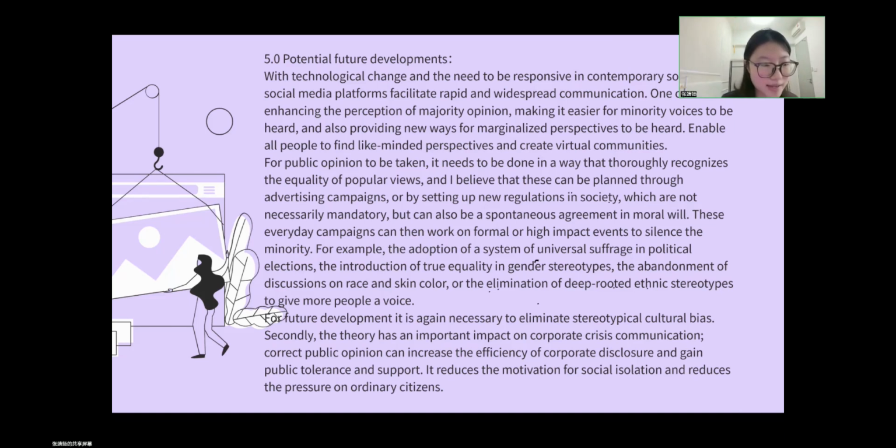The second aspect addresses the application in business. The theory can help the enterprise process communication, practically oriented public opinion so as to improve the efficiency of the enterprise public. Ultimately, it will have the effect of reducing the pressure on ordinary citizens in society.